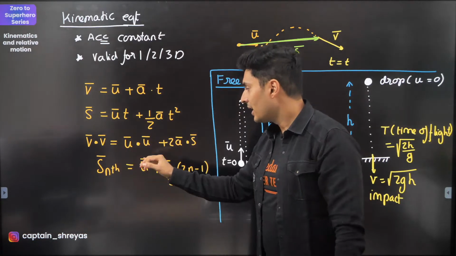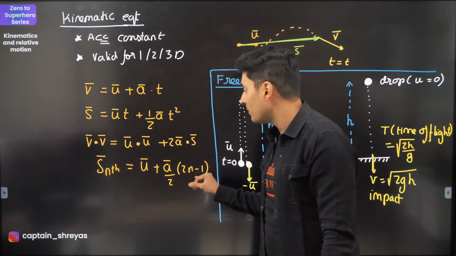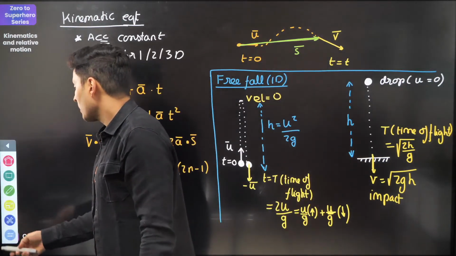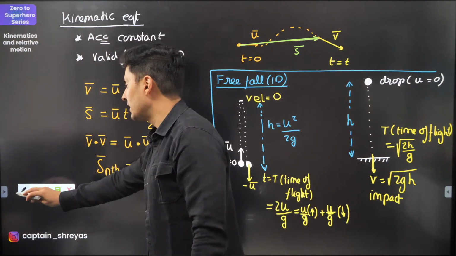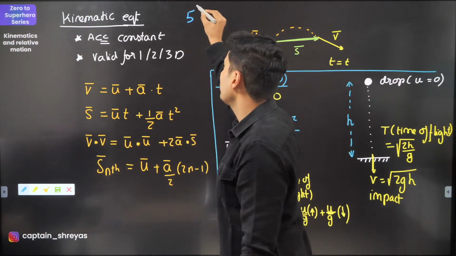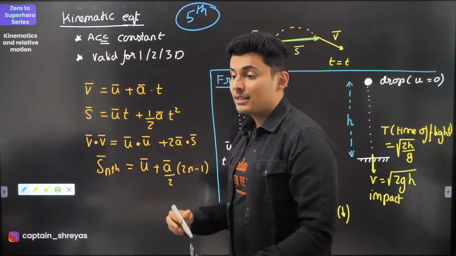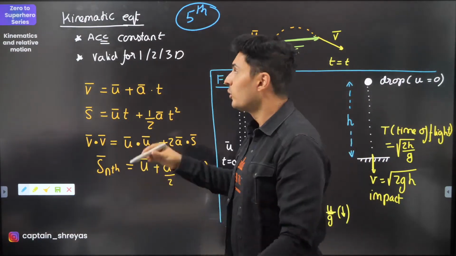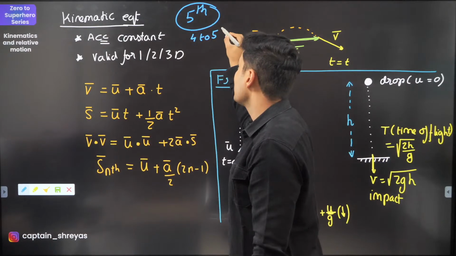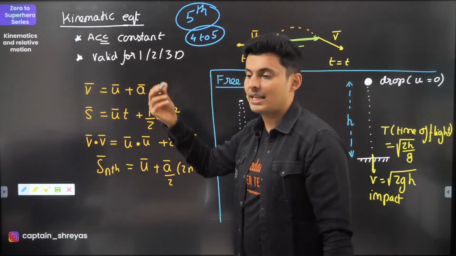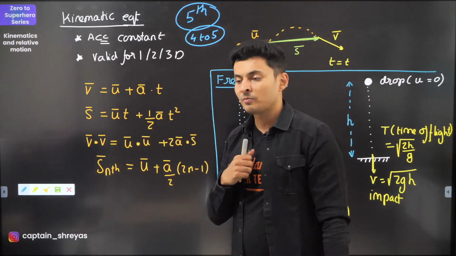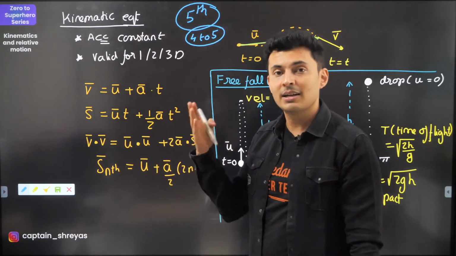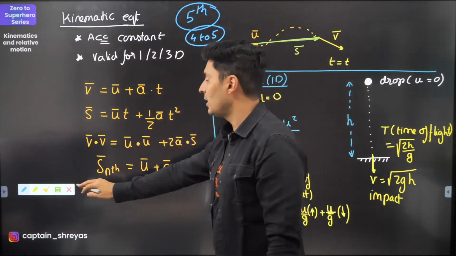In the nth second, your displacement is u plus a by 2 times (2n minus 1). What is the meaning of nth second? In case some of you would have forgotten, say for example, I tell you, what is the displacement in the fifth second? That means how much have you moved in what to what? Think about it. You have moved from 4 to 5 seconds. That is the meaning of fifth or any nth second. If I say 7th second, how much have you moved from 6 to 7? If I say 10th second, 9 to 10. So the previous 1 second, how much you have moved.